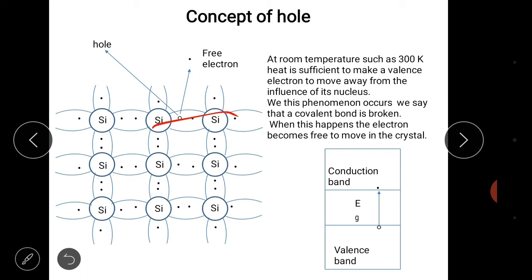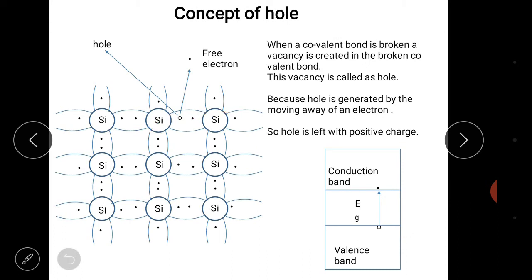When this happens, the electron becomes free to move in the crystal, as shown in the energy band diagram. Here we see that an electron in the valence band has jumped to the conduction band, leaving a vacancy in the valence band. This is known as a hole. Whenever a covalent bond is broken, a vacancy is created in the broken covalent bond. This vacancy is called a hole because it is generated by the moving away of an electron. So the hole is left with positive charge, or we say the hole is positively charged.